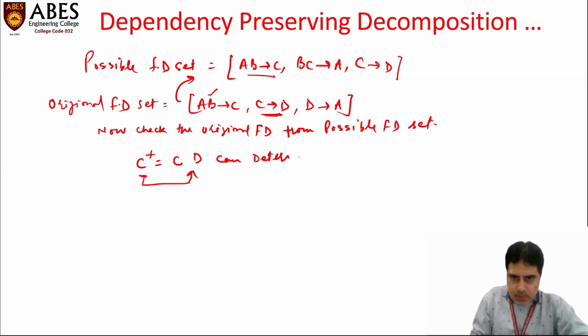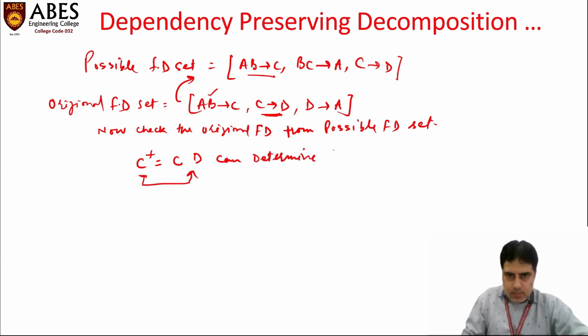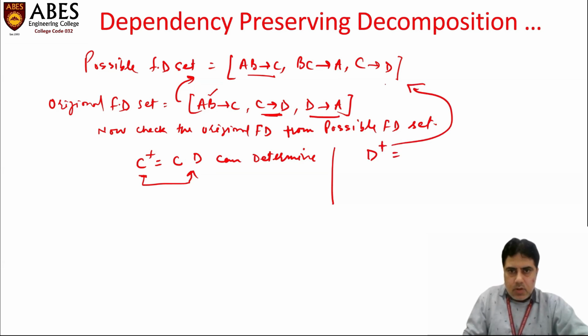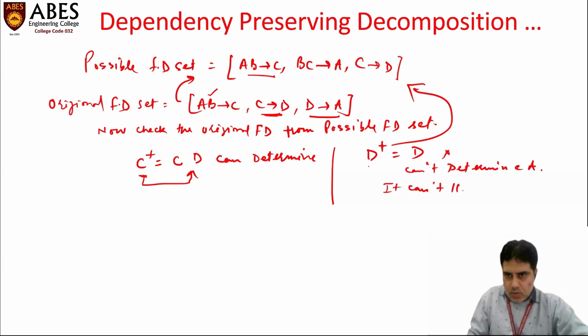Now same check for D: attribute closure of D from possible functional dependencies is D to D, and we cannot determine further. So it cannot determine A. So it cannot hold.